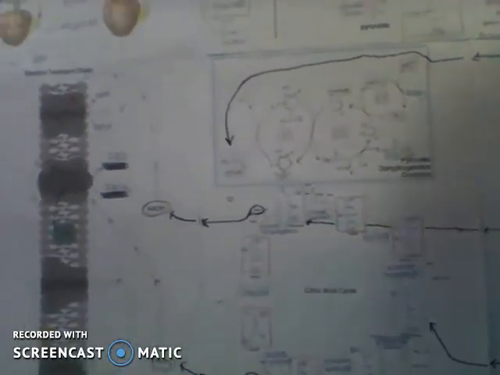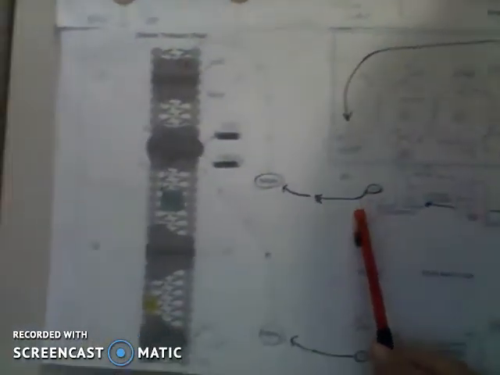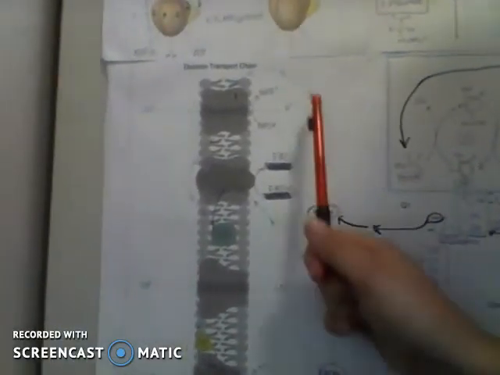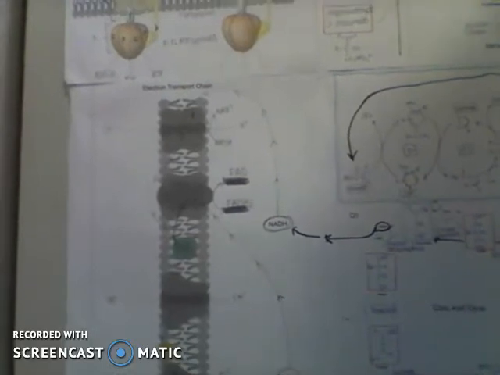Okay, so then once we do this, an FADH2 molecule and an NADH molecule are going to come over here to the electron transport chain to help move those electrons through there.